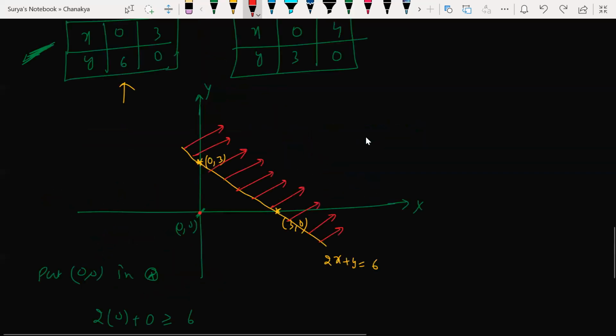Next, now let's draw the graph for this. 0, 3 is already here. 4, 0 would be where? 4, 0 would be somewhere here.